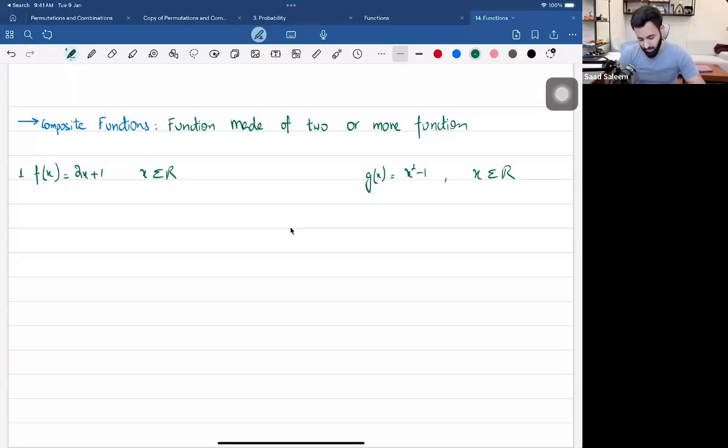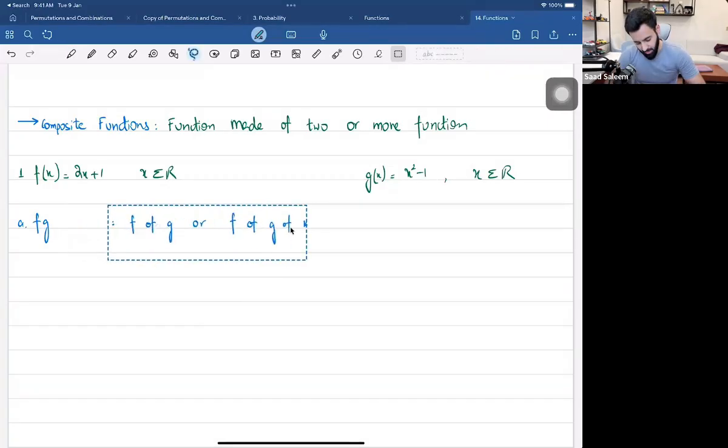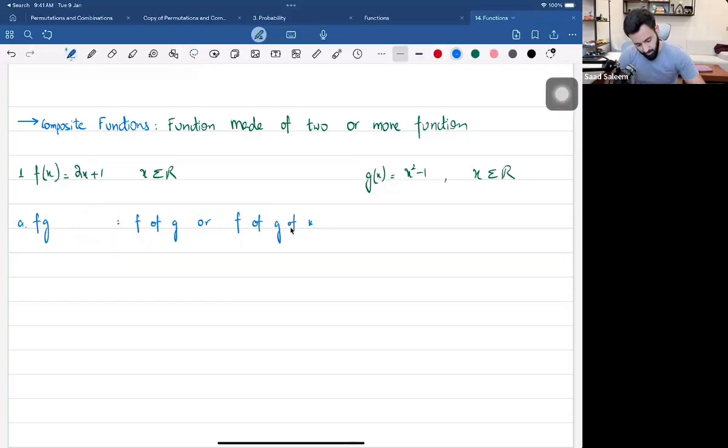Now, let's say that you are asked to find out fg. Now, how do we read this? We can call it f of g, or we can call it f of g of x. Same thing. The question might even, instead of giving you fg, write it as f of g of x. So don't get confused. They both mean the same thing.